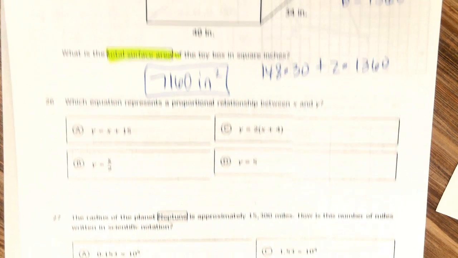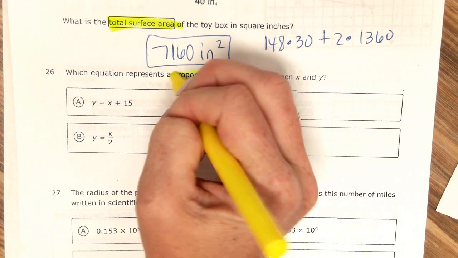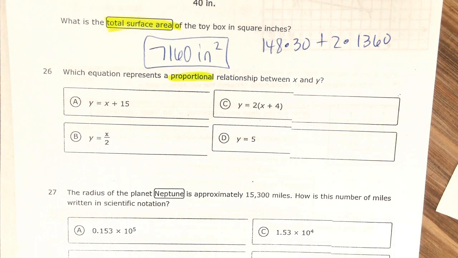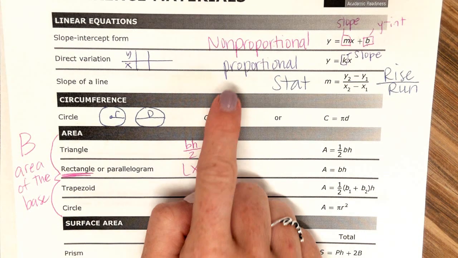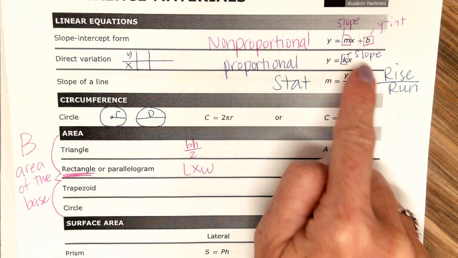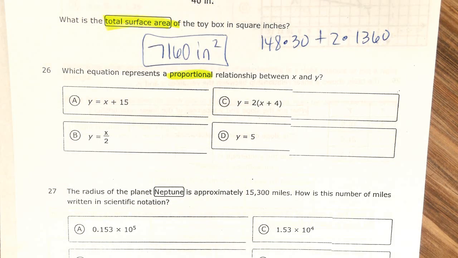Okay, number 26. What is the clue word? Don't read it, scan it. What's the clue word? Proportional. Now let's read it. Which equation represents a proportional relationship? So stop. We write it every day on our star chart. What does proportional not have in the equation? A plus B. Find the answer that doesn't have a plus or minus B.